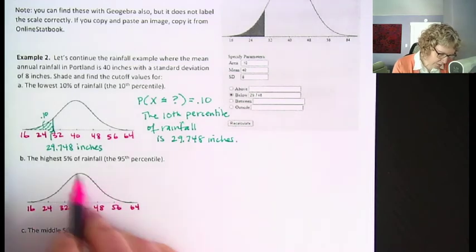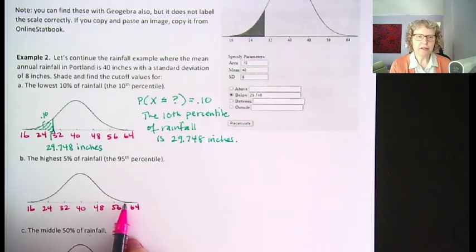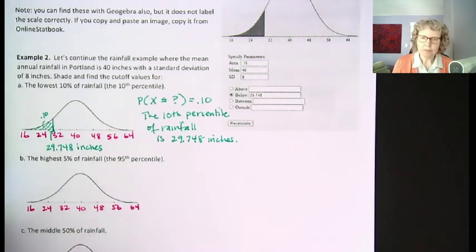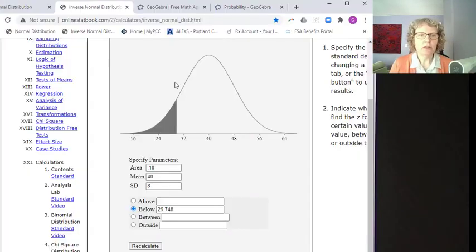Label my scale there. The highest 5%. So I'm guessing it's going to be pretty close in here. So let's go to online stat book. Two different ways you could do this, right? So if I do the highest 5%, I'm going to do 0.05 above.